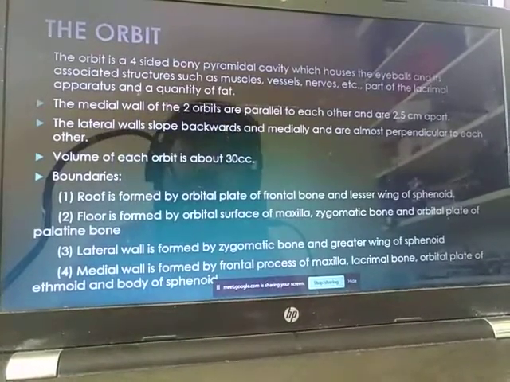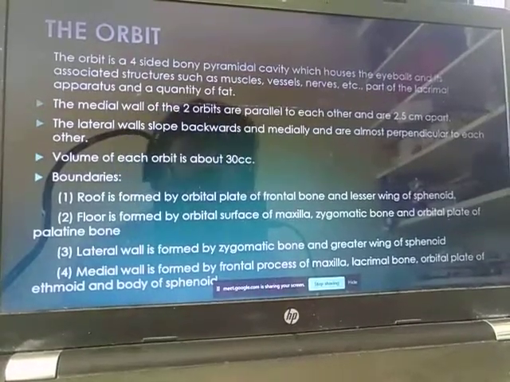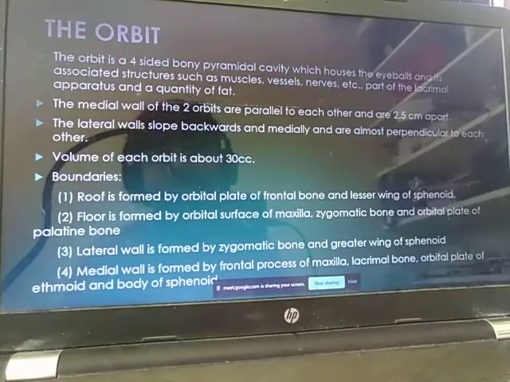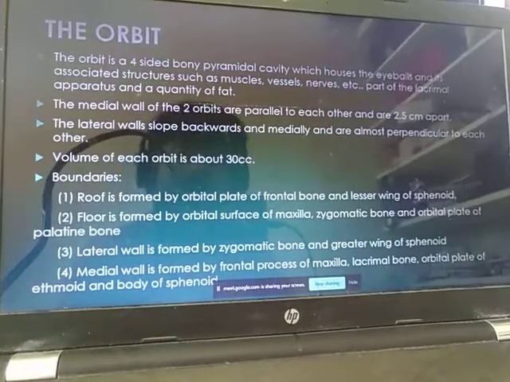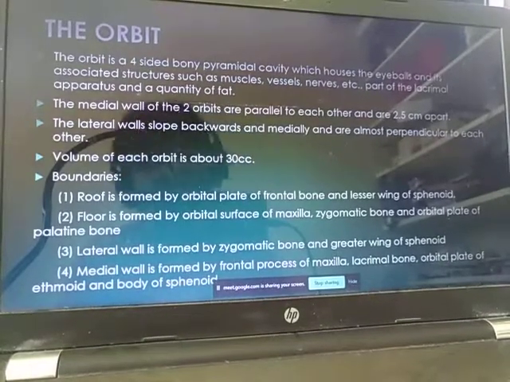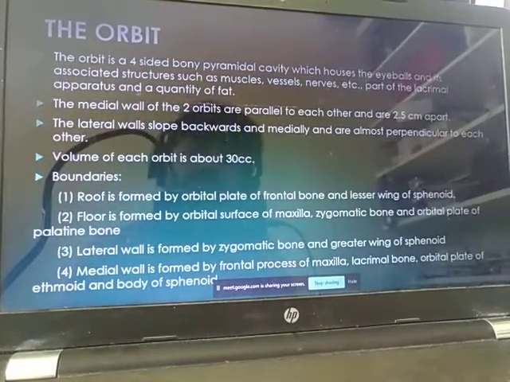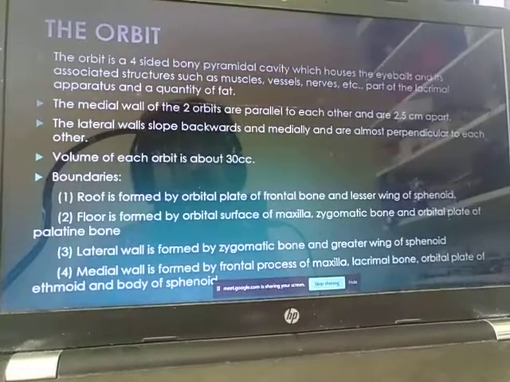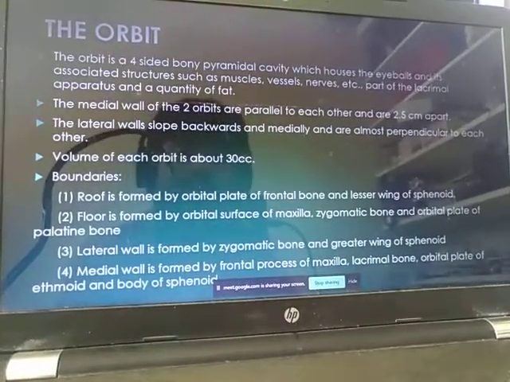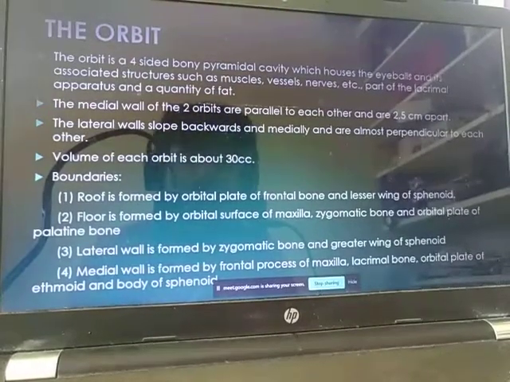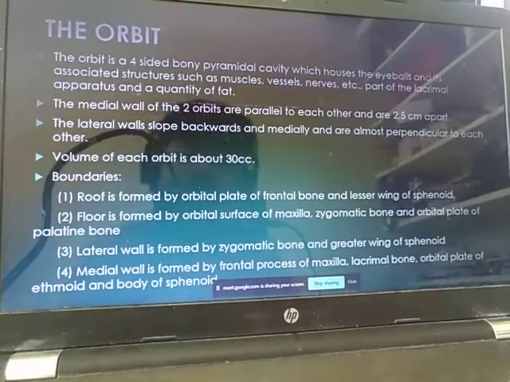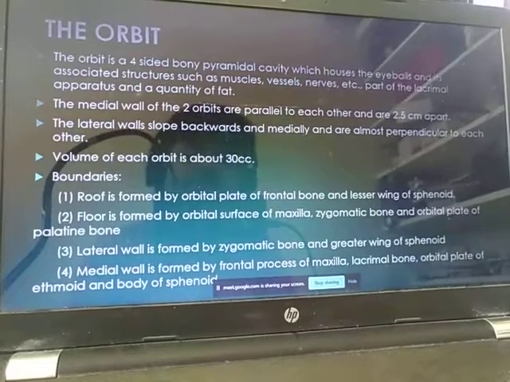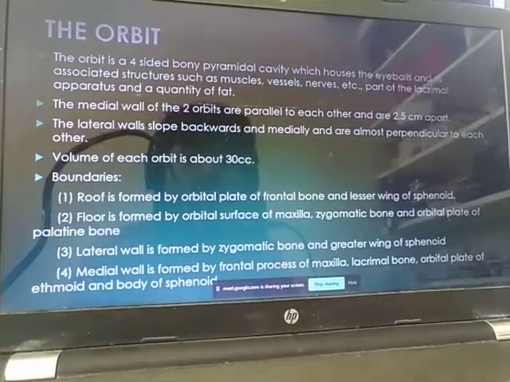Now coming to the boundaries, the roof is formed by the orbital plate of the frontal bone and the lesser wing of the sphenoid. Thus the roof is pretty robust, as Arif sir had already mentioned. The floor is formed by orbital surface of the maxilla, the zygomatic bone, and the orbital plate of the palatine bone. The floor is quite flimsy. The lateral wall is formed by the zygomatic bone and the greater wing of the sphenoid. This is the strongest wall of the orbit.